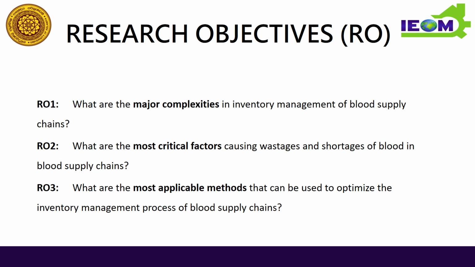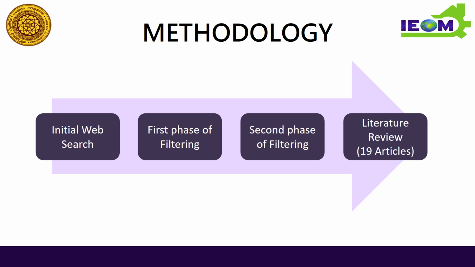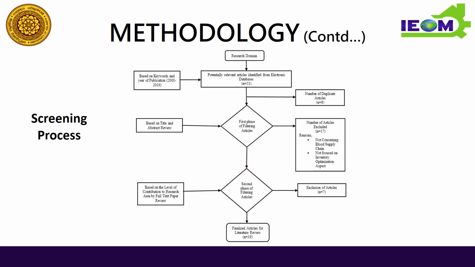My methodology consists of four main processes: initial web search, first phase of filtering, second phase of filtering, and the literature review. This diagram shows an overview of the screening process of the literature survey.